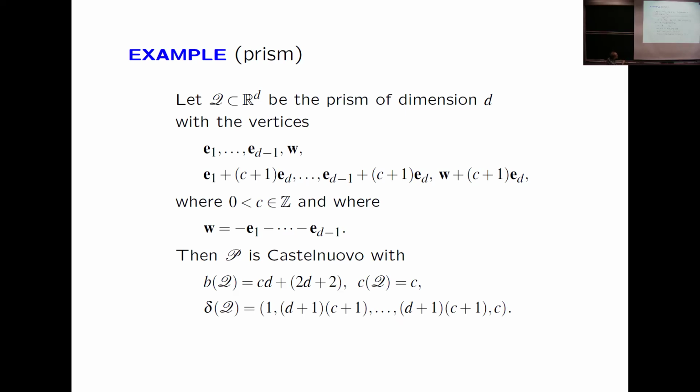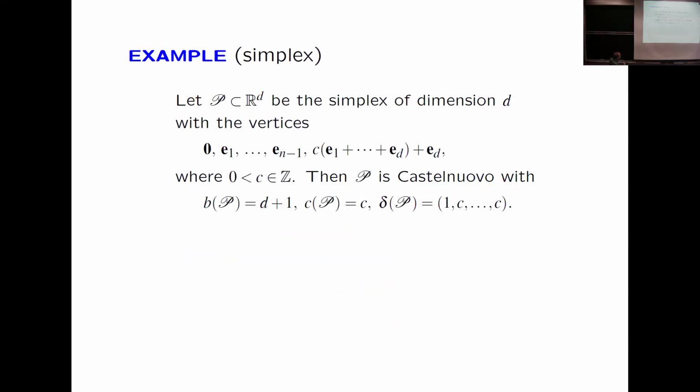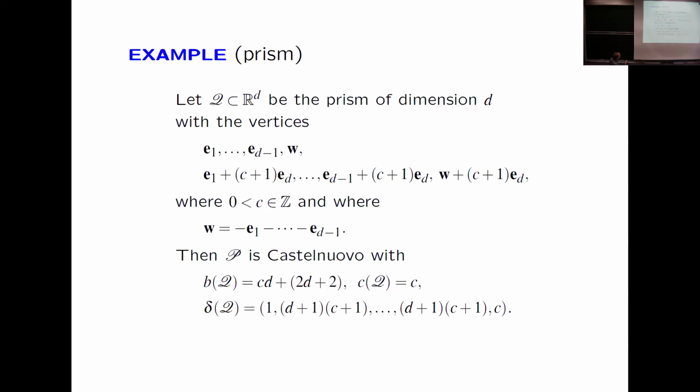So W plus C plus 1D. So this is high, C plus 1D, C plus 1 ED, C plus 1 ED. So this is a prism. In this case, the number of integer points in the interior is again C. This is the same, the number of integer points is C. But the number of boundary points is CD plus ND plus 2.